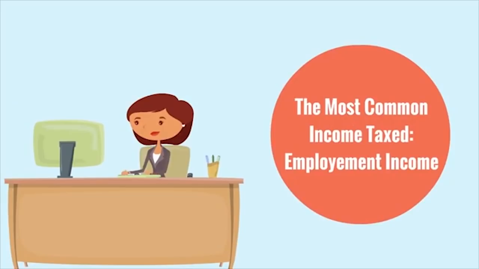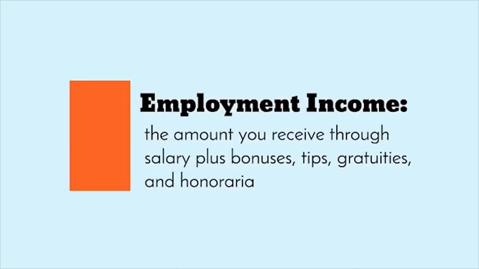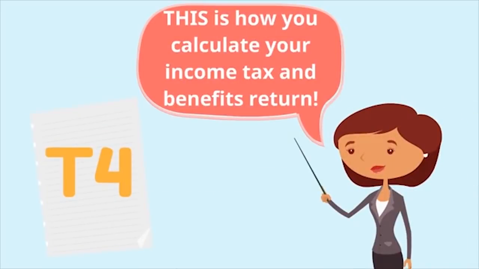The most common type of income that gets taxed is employment income. This is the amount you receive through salary plus bonuses, tips, gratuities, and honoraria. This is what you report on your T4 slips in order to calculate your income tax and benefit return.